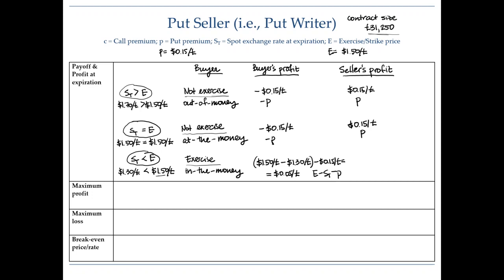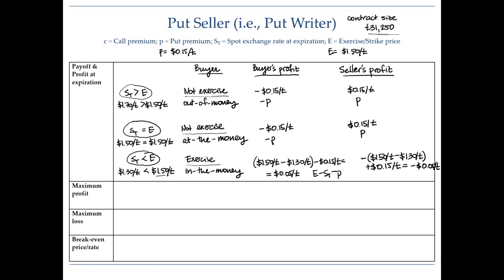It would be the exact opposite for the seller. The seller will be losing 20 cents per pound when the buyer exercises the contract, but the seller received 15 cents of premium against it, so the total loss is 5 cents.